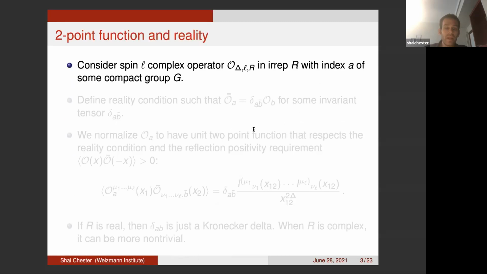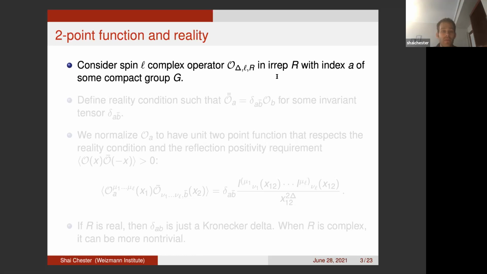Okay, so let's talk about some basics for kinematics of 2- and 3-point functions. So we start with the 2-point function. We consider a spin L complex operator O with these 3 labels: delta for scaling dimension, L for spin, and R for representation under some abstract group G, which we only ask that it be compact, with index A.